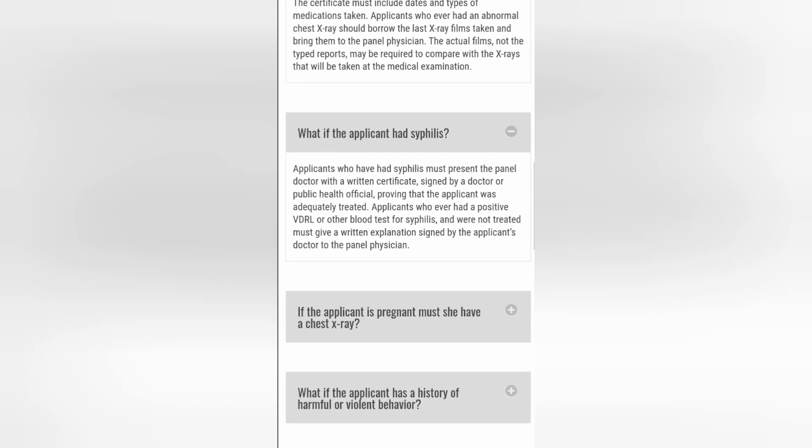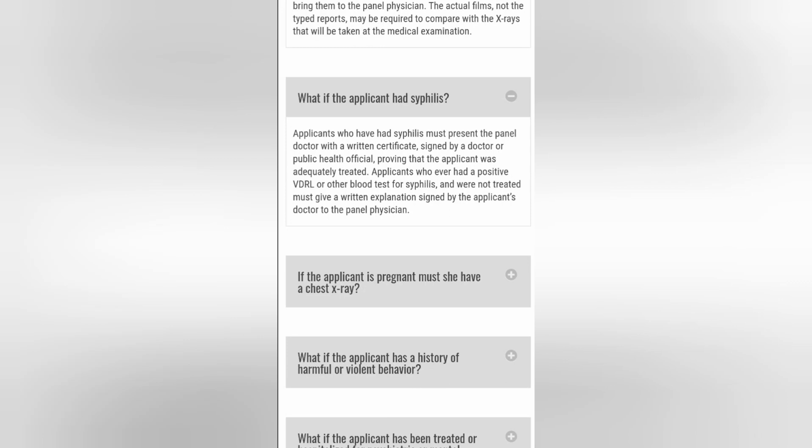Well, applicants who have syphilis must present a panel physician with a written certificate signed by a doctor or public health official, providing the applicant was adequately treated. So you have to treat that before your medicals.